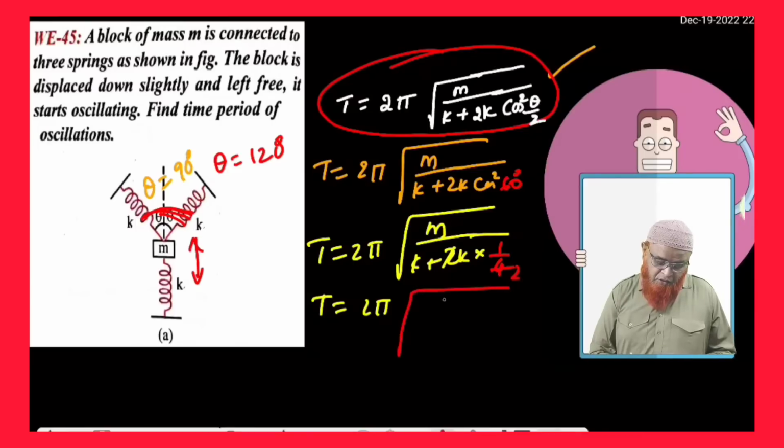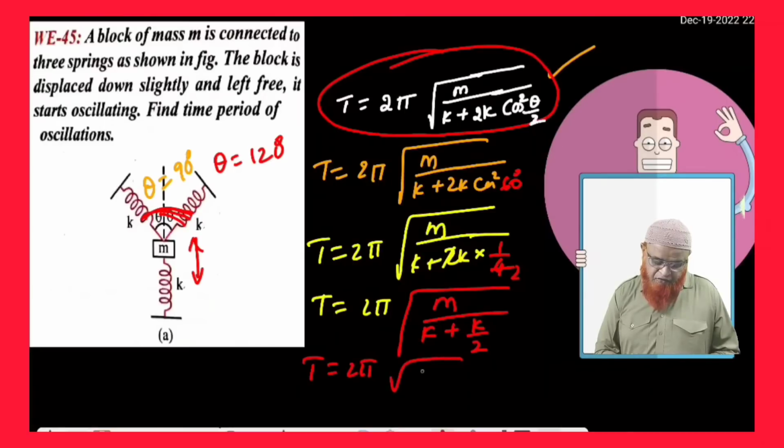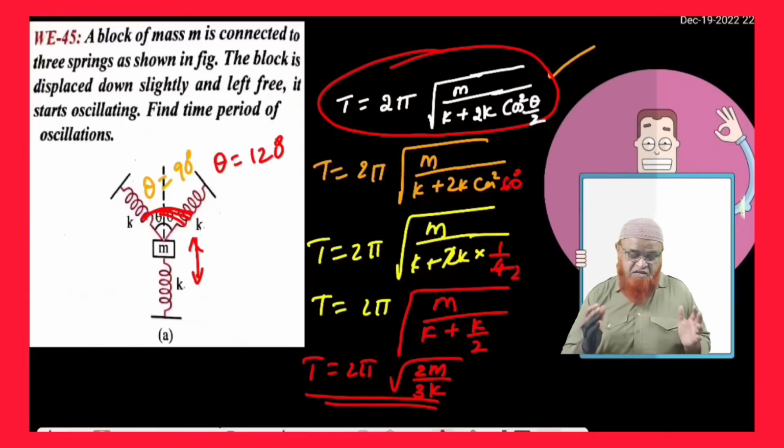So you'll be getting square root of m by (k plus k by 2), which is nothing but 3k by 2. So therefore T is going to be 2 pi root of 2m by 3k. So this is going to be your final answer if you consider 60 degrees.